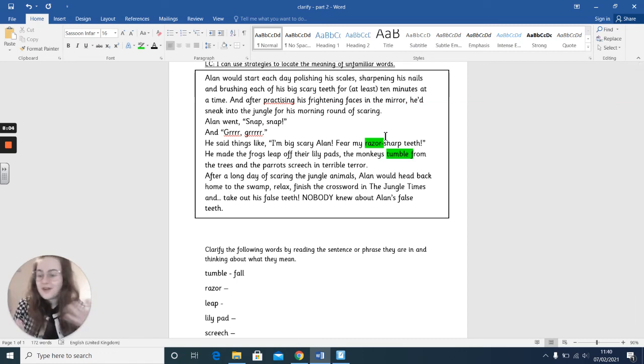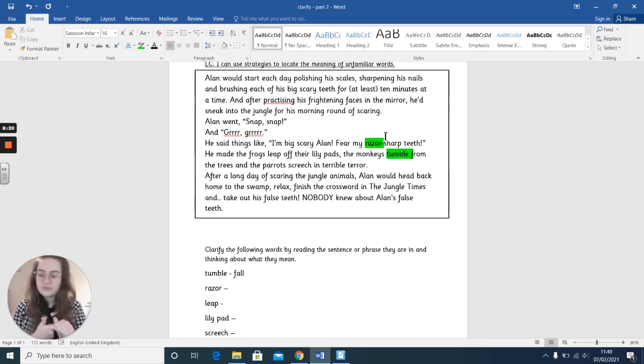If you know about the fact that a razor is a kind of tool and you want to write a sharp tool, that is also absolutely fine. So you're writing for me what you think these words mean. It doesn't have to be an exact definition. You read the sentence that the word is in first and see if you get any clues from the sentence.